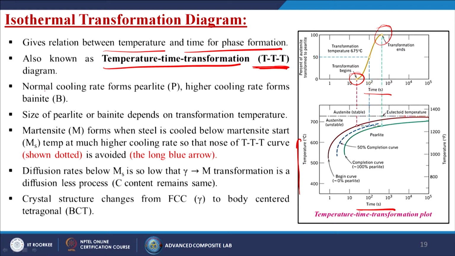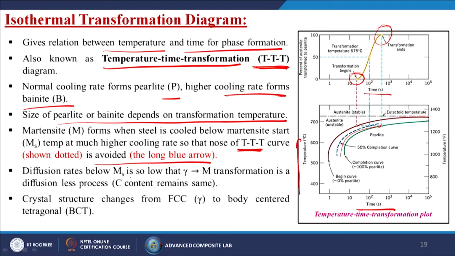Normal cooling rate forms the pearlite, higher cooling rate forms the bainite. Size of pearlite or bainite depends on transformation temperature. Martensite forms when steel is cooled below the martensite start temperature at a much higher cooling rate, so that the nose of the TTT curve, shown dotted, is avoided, the long blue arrow over there.